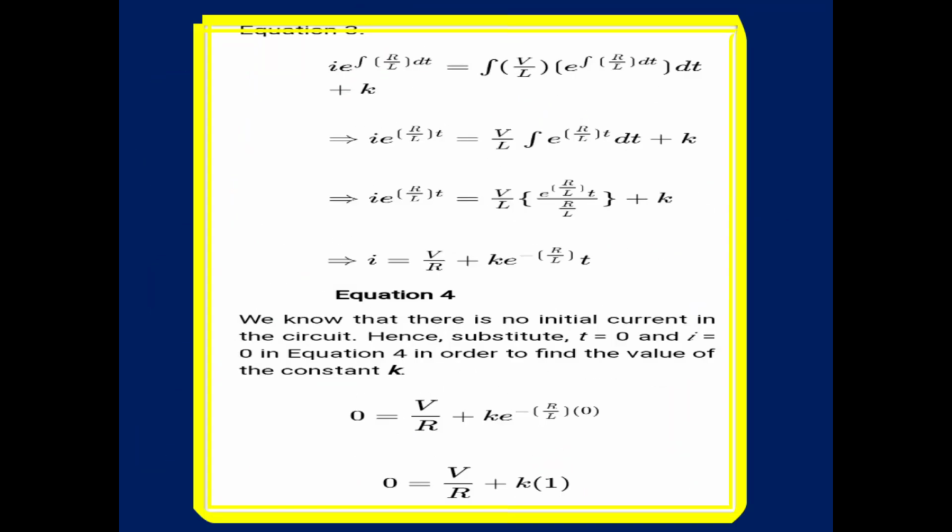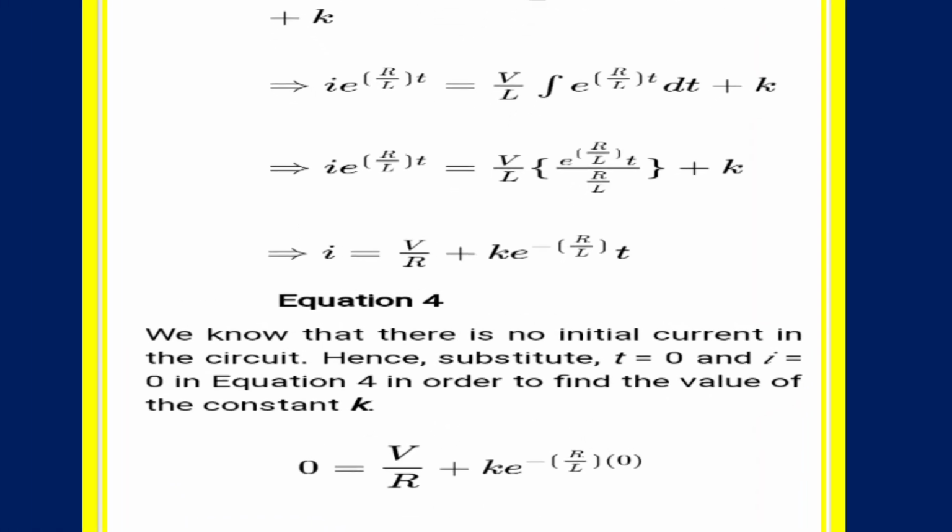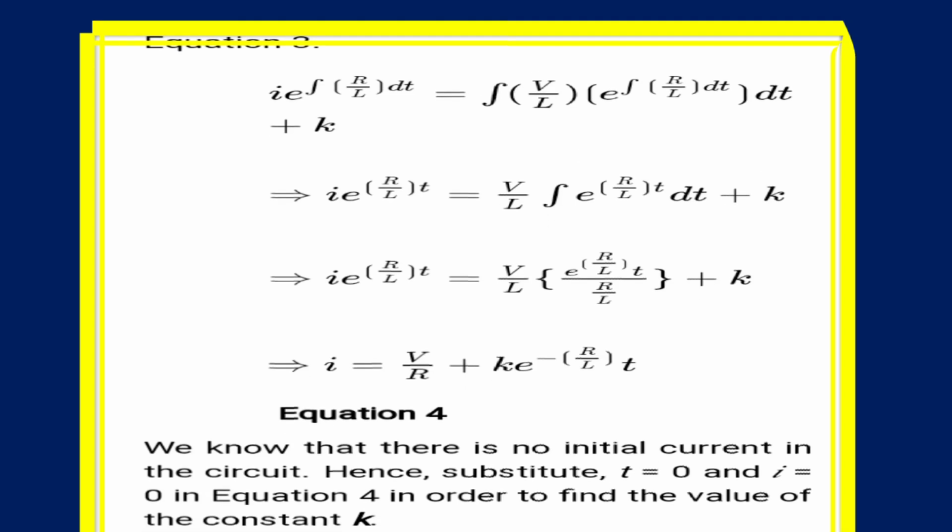Applying the values of x, y, p and q, we get this equation. Can you see this? That is i into e power integral of R by L dt equal to the integration of V by L into e power integral R by L dt, the whole into dt, plus k. That is the solution for the first order differential equation with the values of x, y, p, q applied. This is the solution for that equation. I am rewriting this equation to find the value of i.